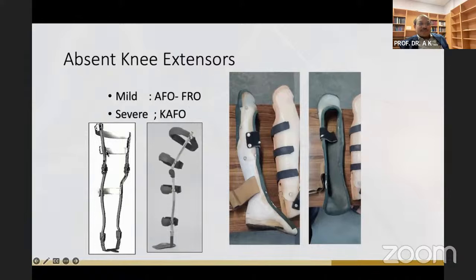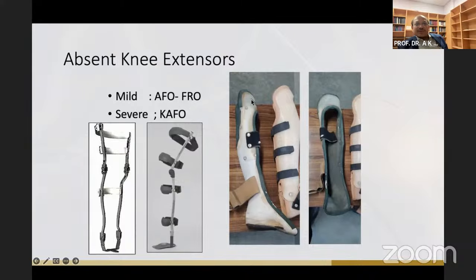Absent knee extensors on both sides is a calliper case. If it is unilateral quadriceps paralysis, we can use the FRO. But if it is bilateral quadriceps paralysis, we cannot use the FRO on both sides. So in that case, a conventional orthosis, that is a CAFO, should be used. That is the limitation of the FRO. If it is bilateral, we cannot use the FRO on both sides, so we have to use the CAFO.